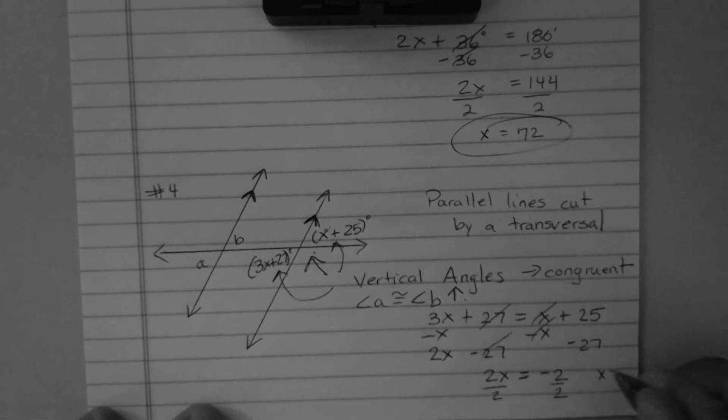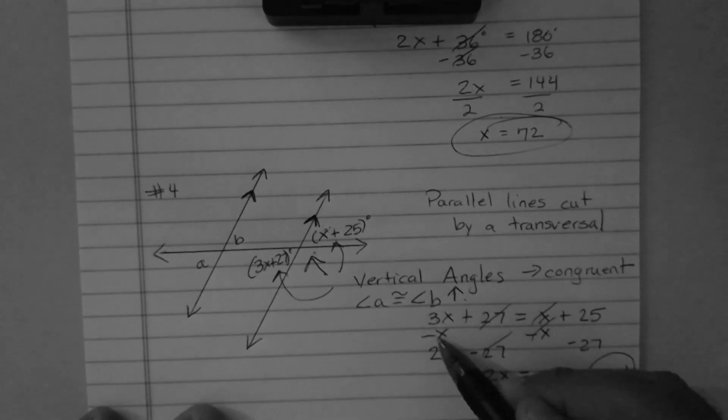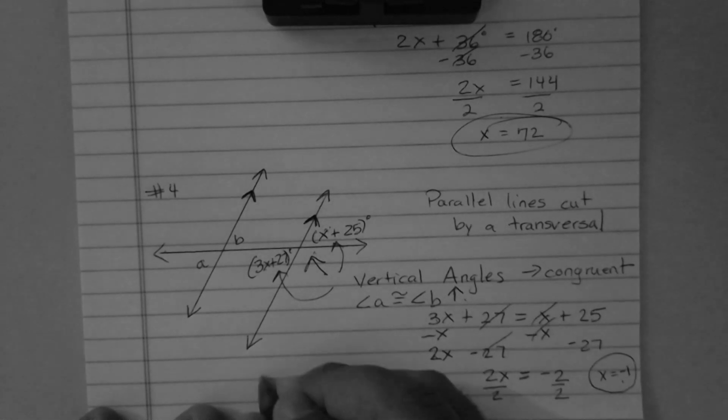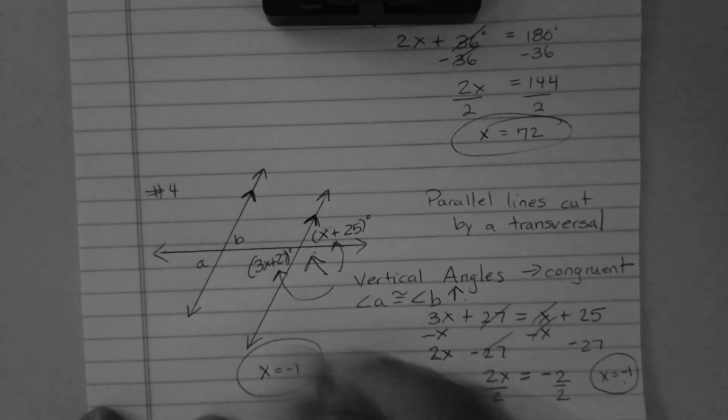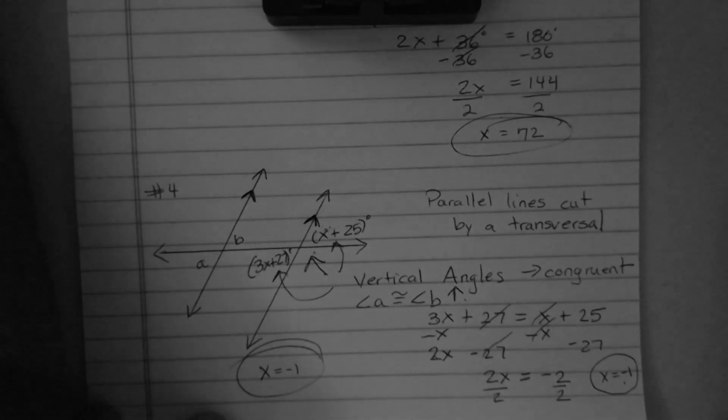X is equal to? Wait, what happened to that 3 on top? Oh yeah, what's 3 minus 1? 2. Oh. So x should give you negative 1 for this one here. Any questions over here? We good?